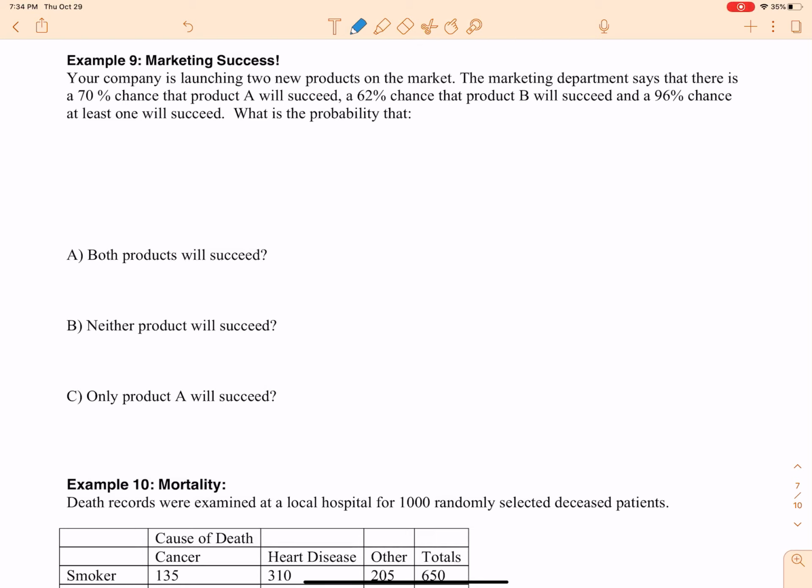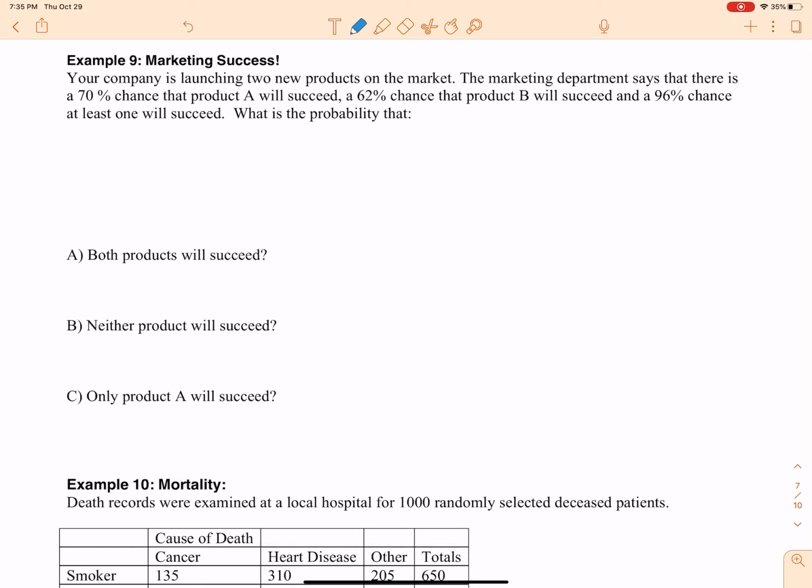All right, here we go with example 9, babies. Marketing success, magic. Your company is launching 2 new products on the market. The marketing department says that there is a 70% chance that product A will succeed, a 62% chance that product B will succeed, and a 96% chance at least one will succeed. What is the probability that?